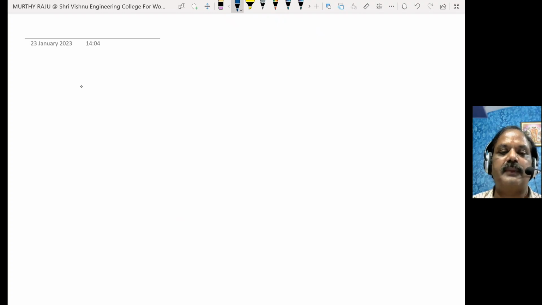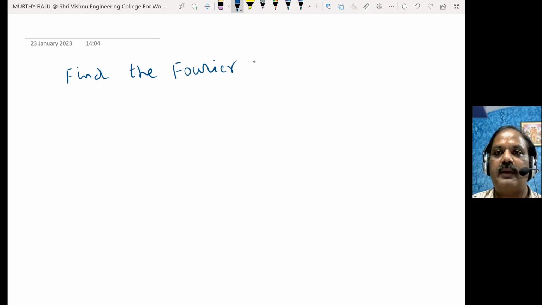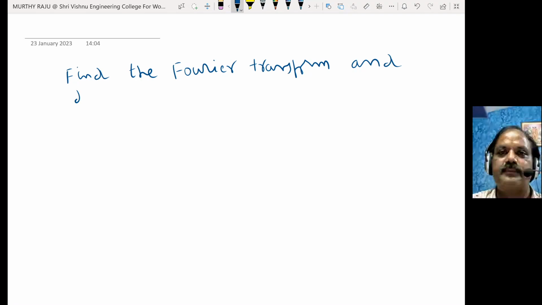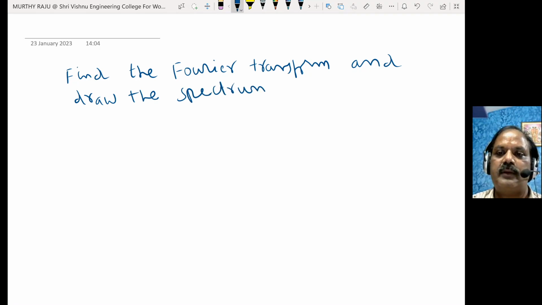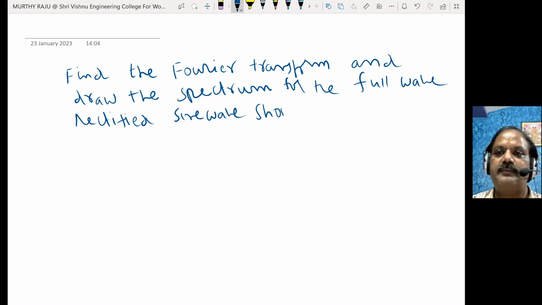In this video, I will explain how to find the Fourier transform of the full wave rectified sine wave shown in the figure. Find the Fourier transform and draw the spectrum for the full wave rectified sine wave shown in the figure below.